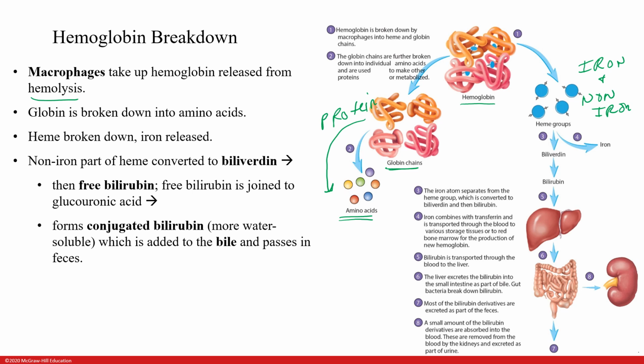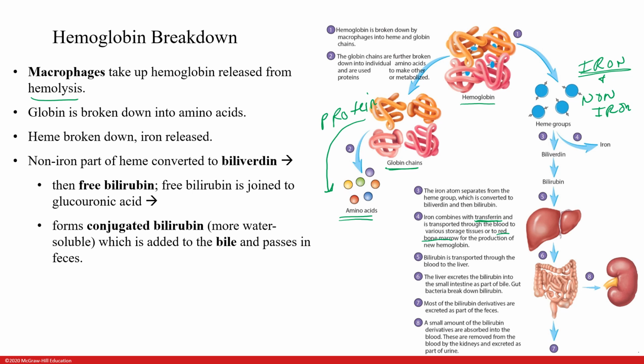The iron in the heme molecule is going to get combined with a molecule called transferrin, and that transferrin is going to basically carry or transfer that iron molecule through the blood into a couple of different storage tissues where it can be stored and wait for if we need more, and most importantly to the red bone marrow, where we use that iron to make more hemoglobin in the process of building more red blood cells.